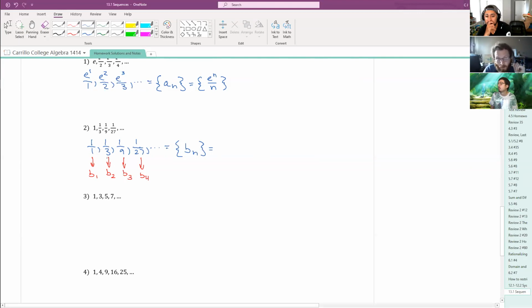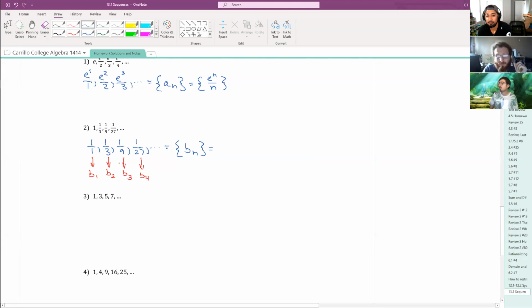What power do you have to raise 3 to in order to get 9? 2. And what power do you have to raise 3 to get 27? 3. Okay. So if I have to raise this one to the first power, but I'm plugging in a 2, what do I have to subtract from 2 to make it 1? 1.